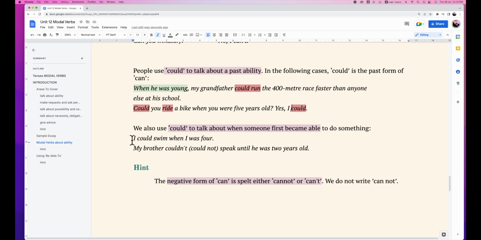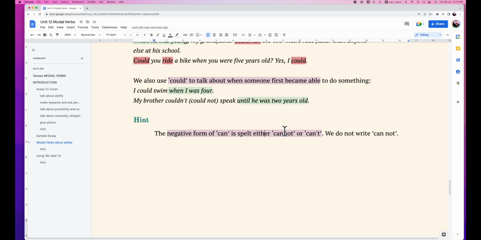I could swim when I was 4. This happened in the past. Okay, what time? When I was 4. So I could swim. My brother couldn't speak until he was 2 years old. What time? 2 years old. So until he was 2 years old is telling you the time. When I was 4 is also telling you the time in the past.